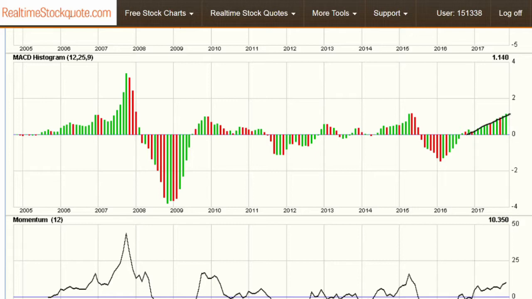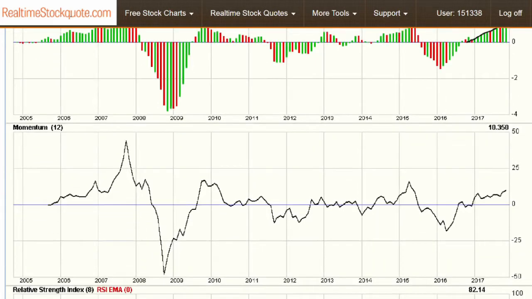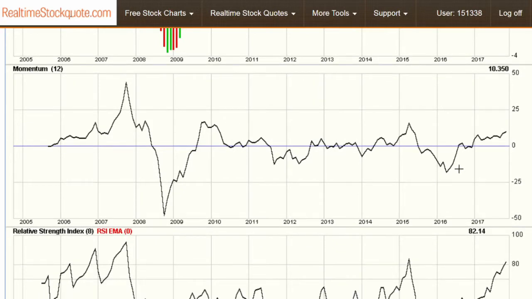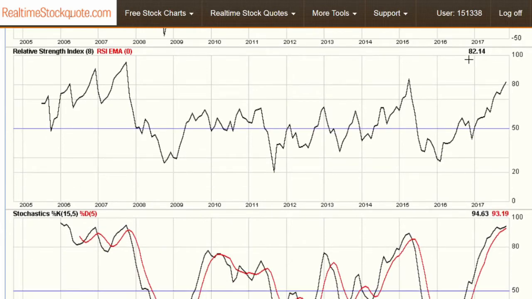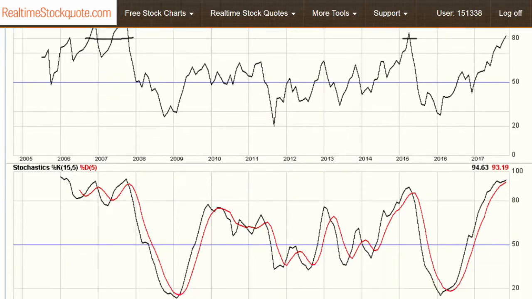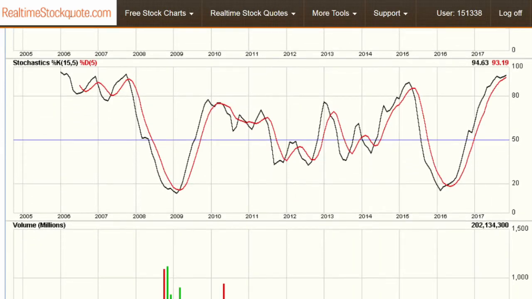No top indicated yet. The momentum indicator also confirms what we see in the histogram and the MACD, moving into the relative strength index, the RSI. We have a very healthy 82.14 moving into overbought territory. We haven't seen that overbought territory since here in early 2015 and then in the late 2006-2007 time frame. Moving down to the stochastics, we also are in overbought territory here.